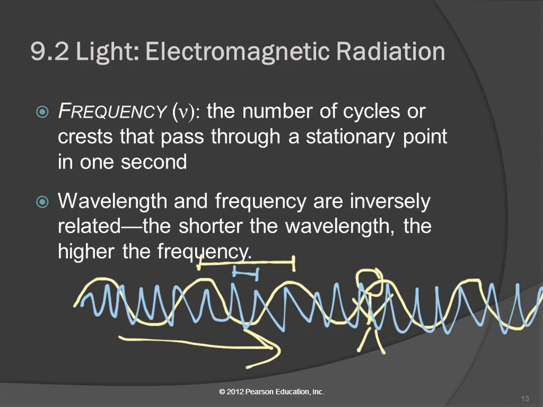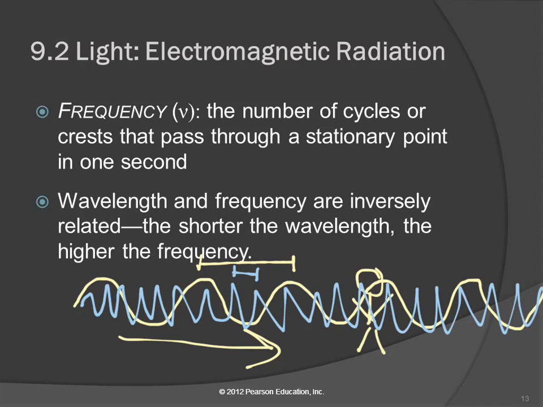Is it traveling faster? No, they're both going at the same speed. It's going up and down faster. So it has a higher frequency. It's got a shorter wavelength. The yellow one looks slow, at least it looks slow to me, but they're both moving at the same rate.